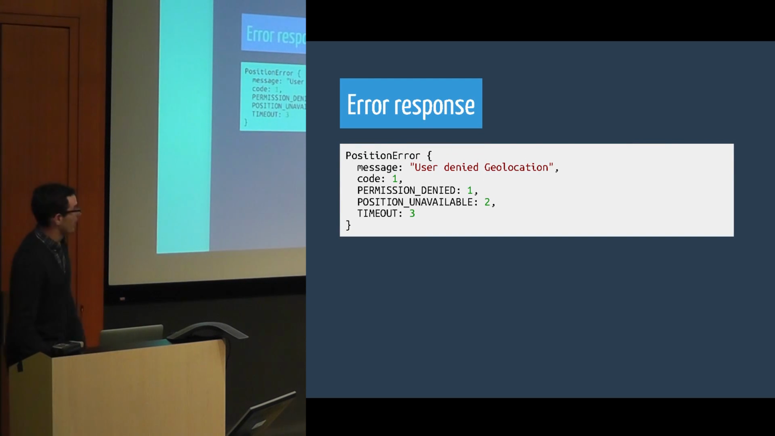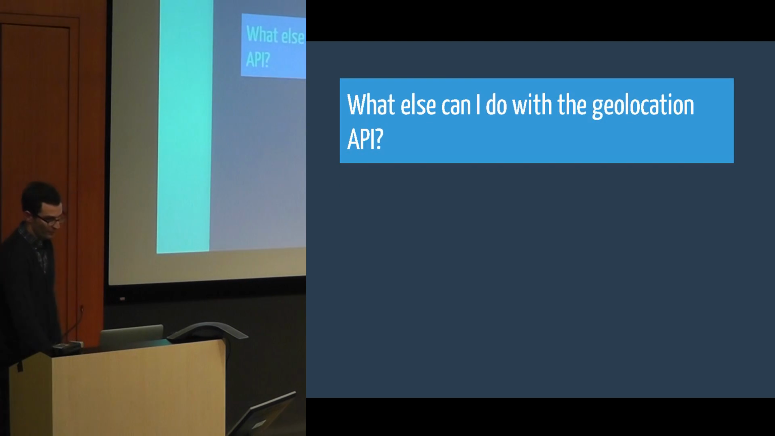And this is what an error response looks like. So you can imagine that this code is 1, meaning that I denied permission to use the location. So you're able to say, all right, if someone canceled because of this versus because of that, give them a different experience. What else can I do with the geolocation API?